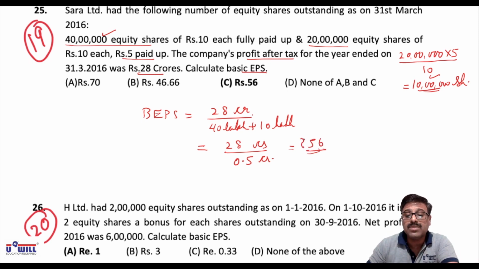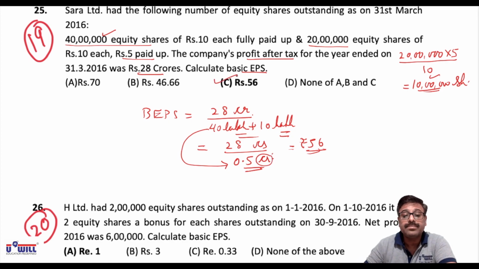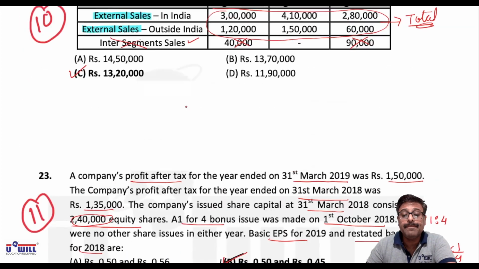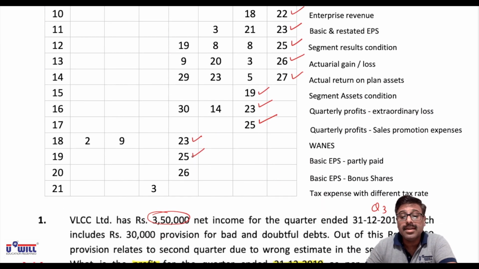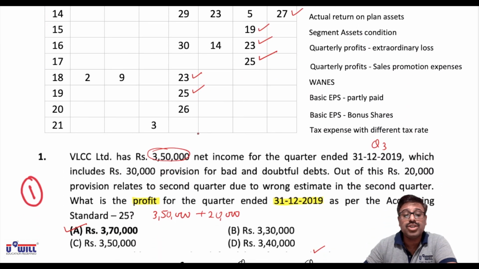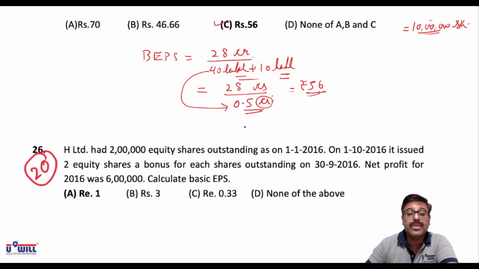Okay, 50 lakhs means 0.5 crores. I hope everyone is clear with that. This is in lakhs, this is in crores. So 56, option C is your answer. Now here, similar to this 25th, there is no other question. Same exams, question 26, basic EPS including bonus shares. So look at that question, 20th variety.